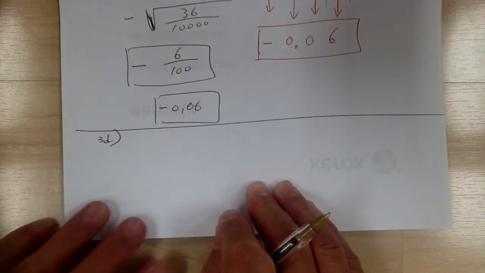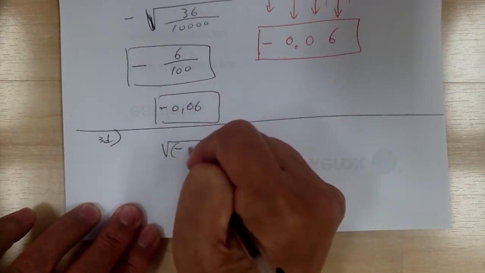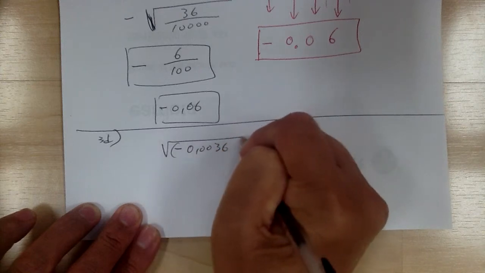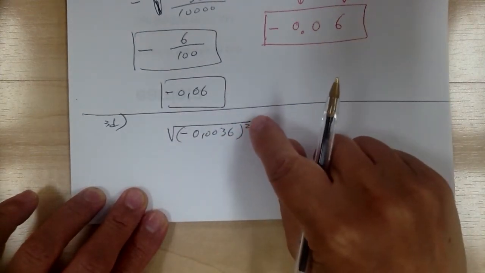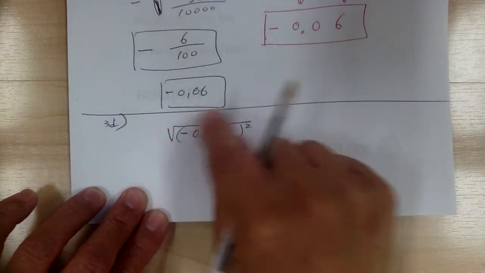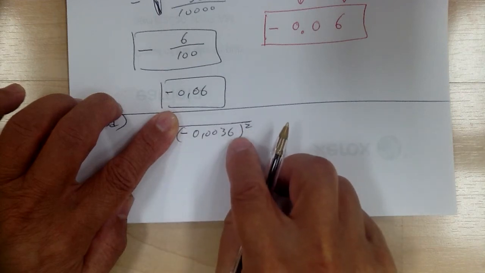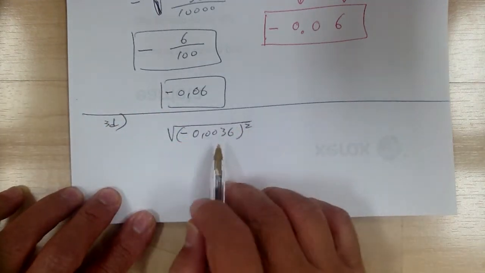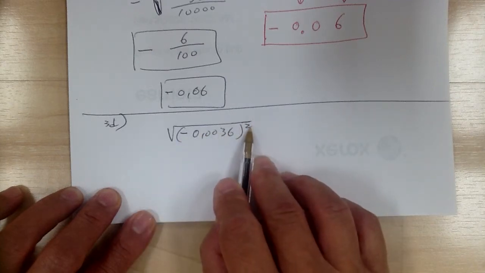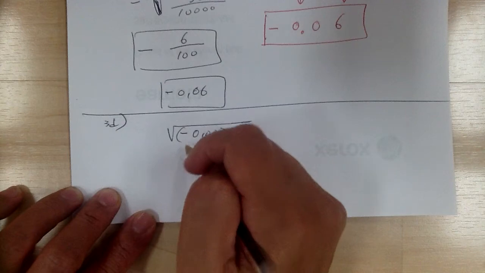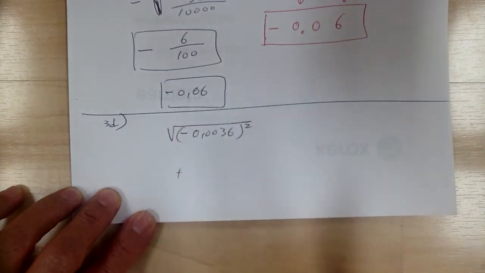Okay, so 3D. You have square root of negative 0.0036 squared. Now, this is what allows you to cancel out the square and the square root, and then you end up with negative 0.036. Again, that's incorrect because technically you have to square first. So negative squared will give you positive, and when you take the square root of a positive, it will give you positive. So take care of the sign.